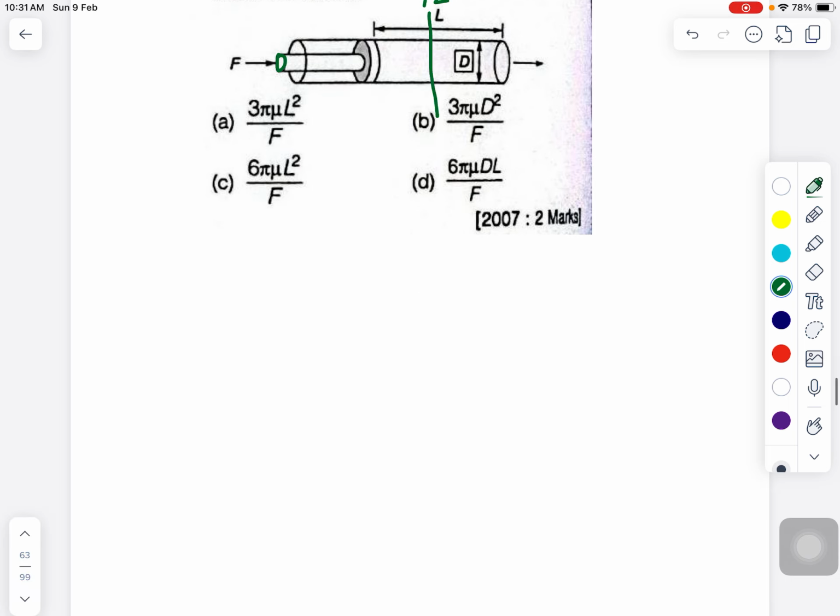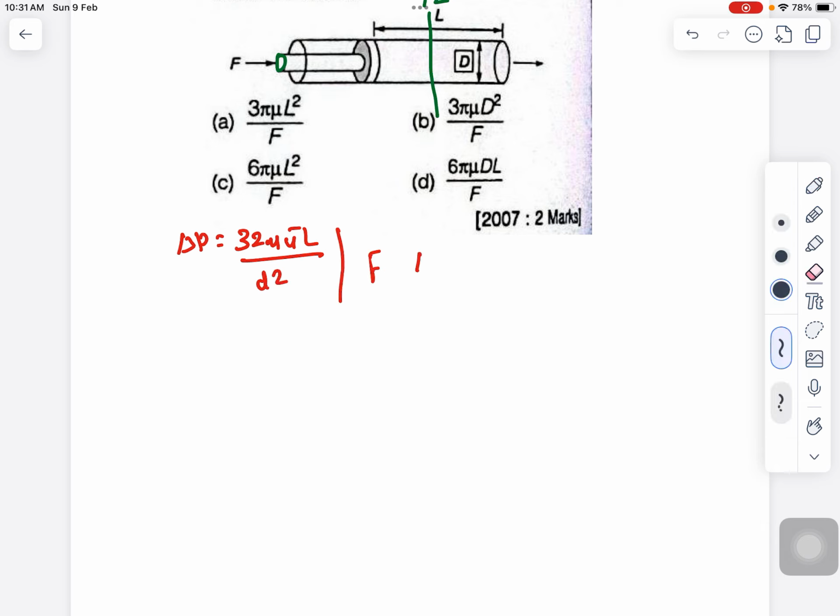So let's try to understand. Since this is based on the Bernoulli laminar flow condition, we know ΔP equals 32 μ U bar L divided by d square. And what is force? Force is equal to pressure into area, ΔP into area. And what is area here? Area is the cross sectional area on which the force is being applied.